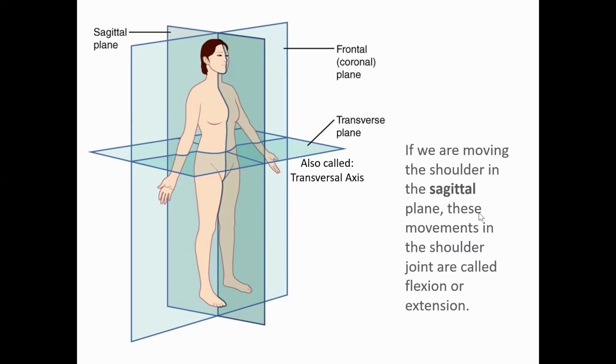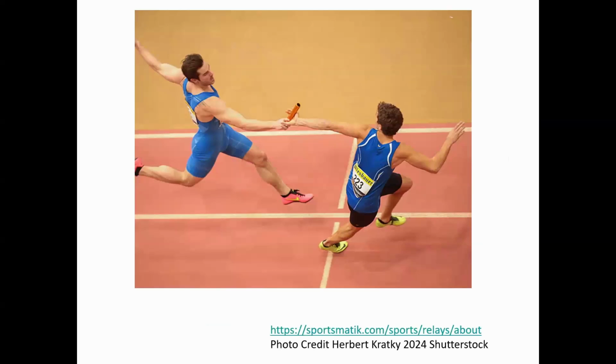If we are moving the shoulder in the sagittal plane, here's our sagittal plane, that's considered flexion and extension. So in the sagittal plane, these long lines represent the sagittal plane. Flexion and extension, directly in front of you, directly behind you. Flexion and extension.